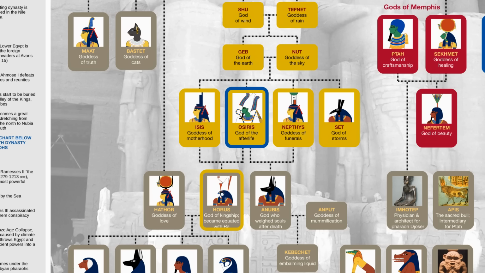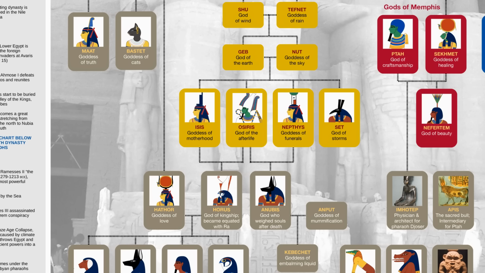And in fact, he became so popular that he was eventually considered to be the same being as the main god, Ra. So within the Egyptian pantheon, Isis is generally known as the goddess of motherhood, and Osiris as the god of the afterlife. Set, however, became more of a dark figure and was known as the god of storms and the desert, as well as disorder and violence.